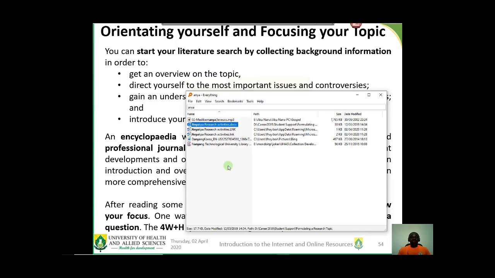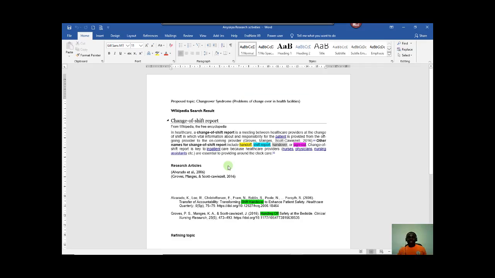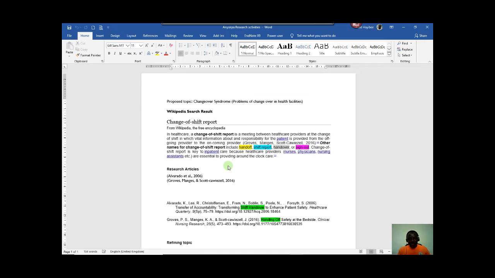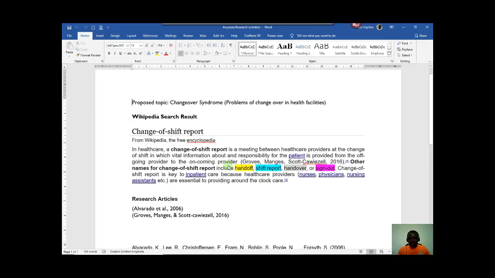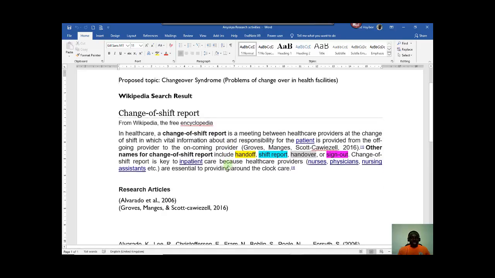So this is what I want. Double click to get it, just to show you what I mean by how you get to start reading broadly on your topic in order to form opinion, in order to understand the issues and controversies. For example, in this work with Anyakpa, when she brought her subject up, what she was actually interested in investigating is what I put here as proposed topic.